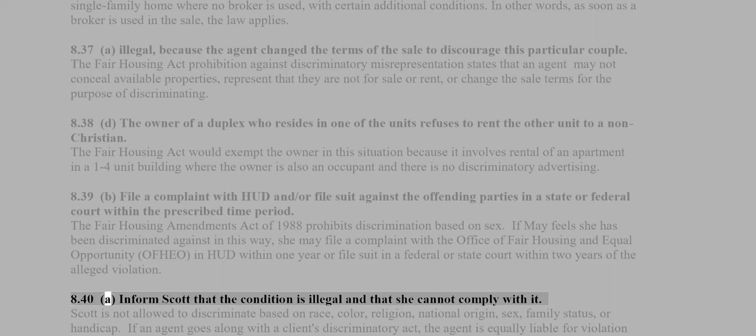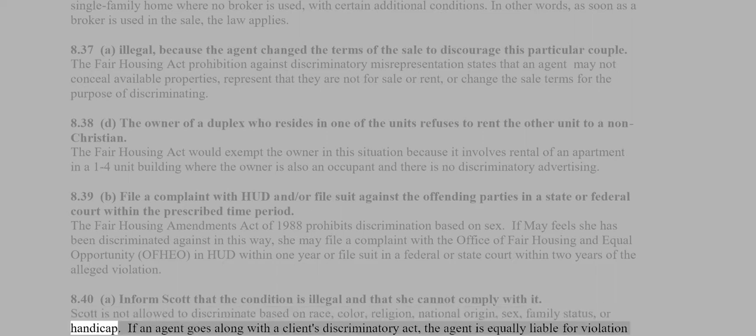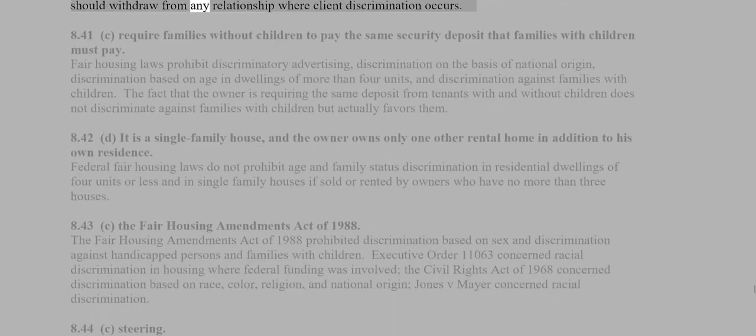8.40 a. Inform Scott that the condition is illegal and that she cannot comply with it. Scott is not allowed to discriminate based on race, color, religion, national origin, sex, family status, or handicap. If an agent goes along with a client's discriminatory act, the agent is equally liable for violation of fair housing laws. It is thus imperative to avoid complicity with client discrimination. Further, an agent should withdraw from any relationship where client discrimination occurs.